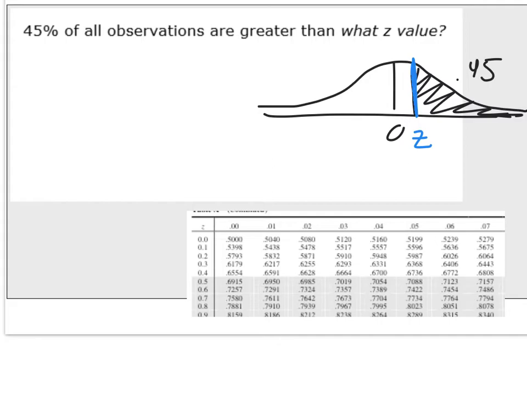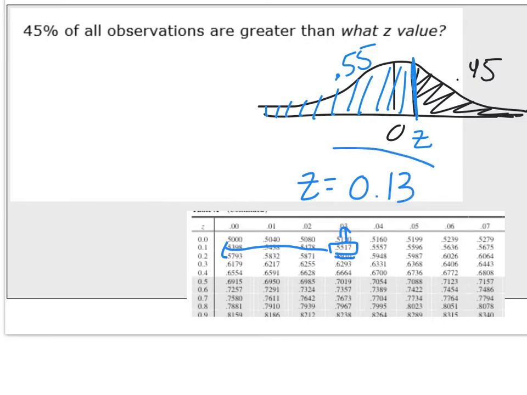Now I can actually use the table to do this, or inverse norm. If I use the table, what I need to find in the table is 0.55, and I need to look at it in reverse order. So you need to go into here and find the value that's closest to 55%, and that's going to be about right here, and that corresponds to the z-value of 0.13. So that would be the z-score that corresponds with it. It's to the right of the mean.